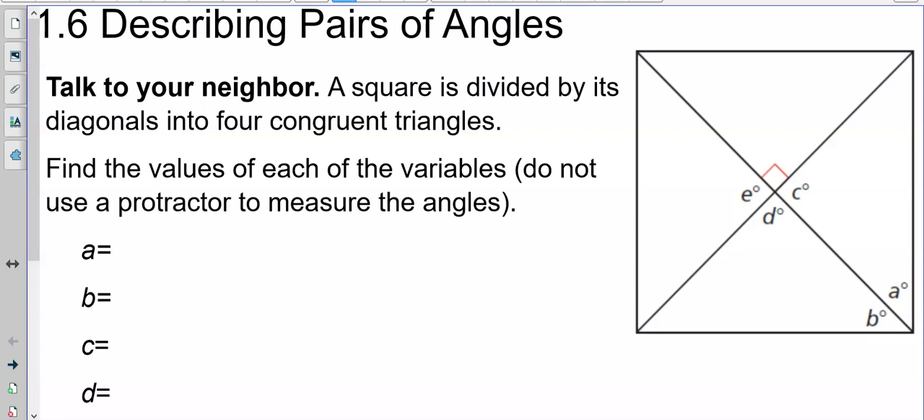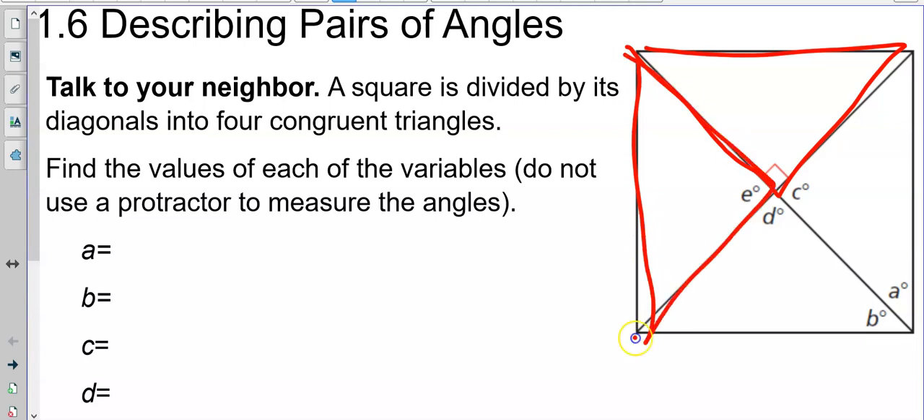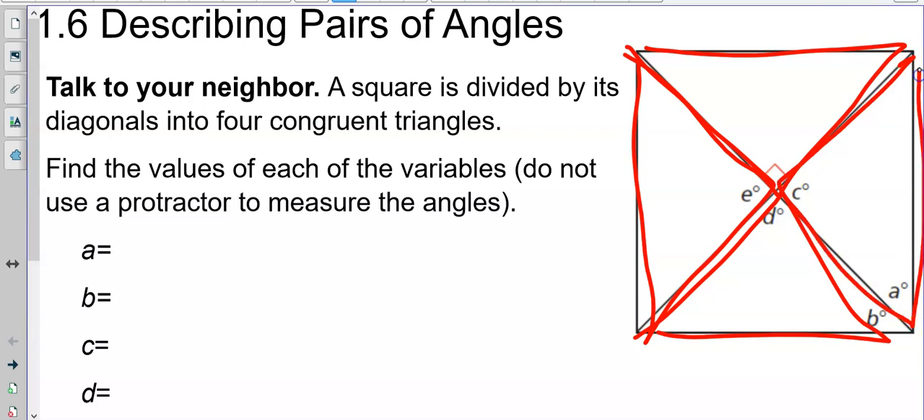Describing pairs of angles. Obviously, you're not going to be talking to your neighbor because you're at home or somewhere else. So a square is divided by its diagonals. The diagonal goes from corner to corner into 4 congruent triangles. So what it's saying is this triangle here is congruent to this triangle here, this triangle here. Oh, look at my lovely artwork. That triangle there. Those are all congruent.